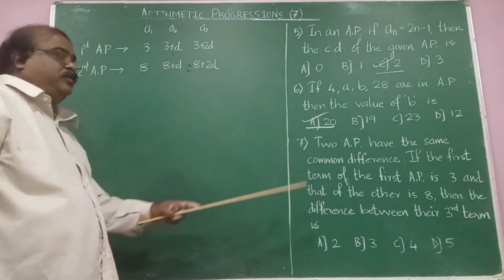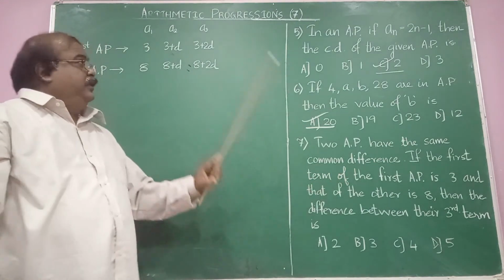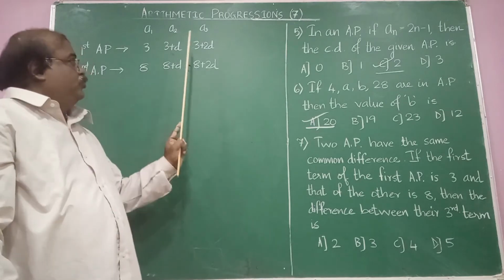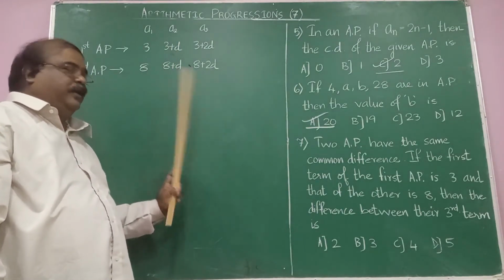What was given to you? Two arithmetic progressions had the same common difference. That means if the common difference here was 2, here also it has to be 2. So I kept it as d. Since this is d, this also had to be d.